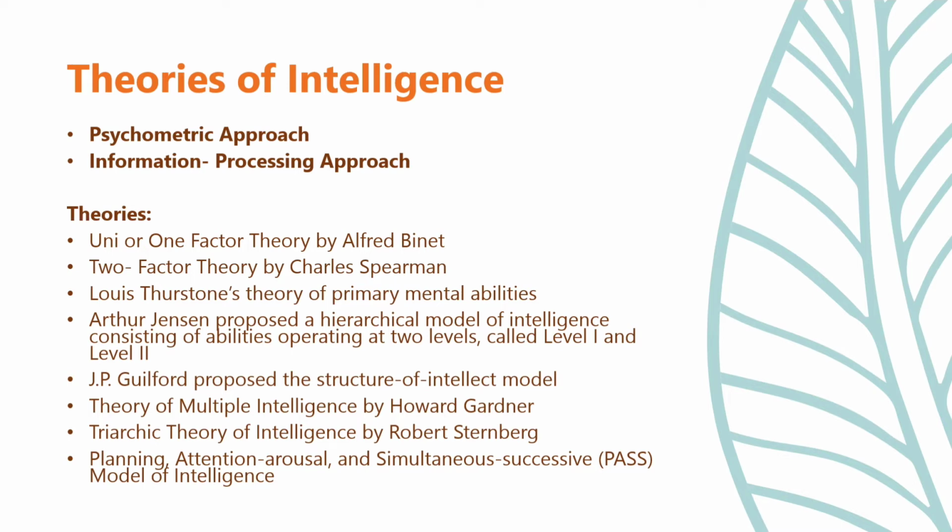Arthur Jensen proposed a hierarchical model of intelligence consisting of abilities operating at two levels, called level 1 and level 2. Level 1 is the associative learning in which output is more or less similar to the input. Level 2, called cognitive competence, involves higher order skills as they transform the input to produce an effective output.